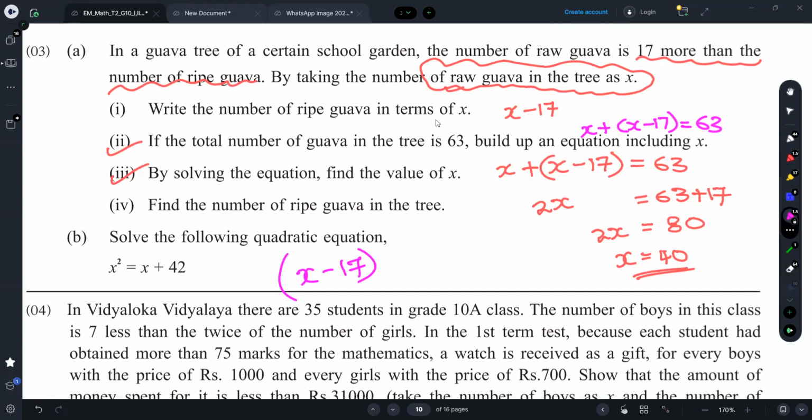By taking the number of raw guava in the tree as X, the number of raw guava is 17 more than the number of ripe guavas. Write the number of ripe guavas in terms of X. Then if the number of raw guava is 17 more than the number of ripe guavas, the number of ripe guavas should be 17 less than the number of raw guavas, X minus 17.